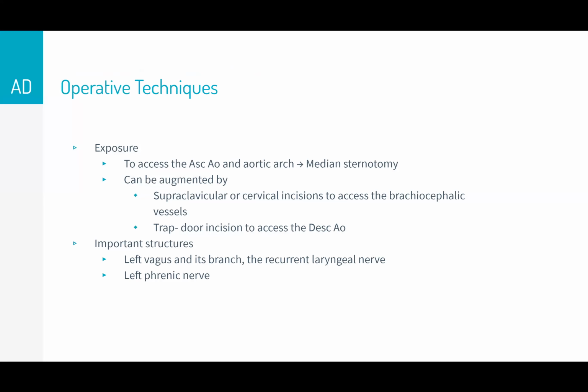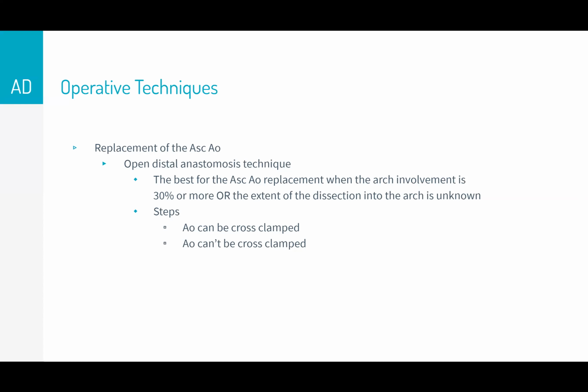So the operative techniques for type A, first you need to have a proper exposure, and to access the ascending aorta and the aortic arch, usually you do that through a median sternotomy. It can be augmented through a supraclavicular or cervical incision to access the brachiocephalic vessels, or a trapdoor incision to access the descending aorta. Important structures to be wary of are the left vagus nerve and its branch, the recurrent laryngeal nerve, and also the left phrenic nerve. These can be injured while dissecting around the ascending aorta and the aortic arch.